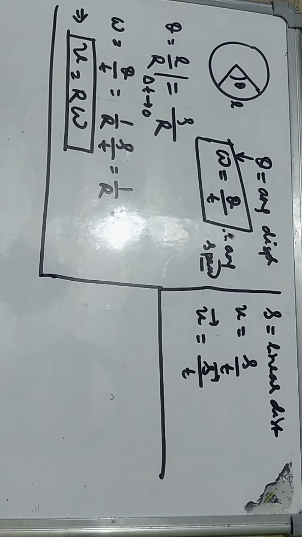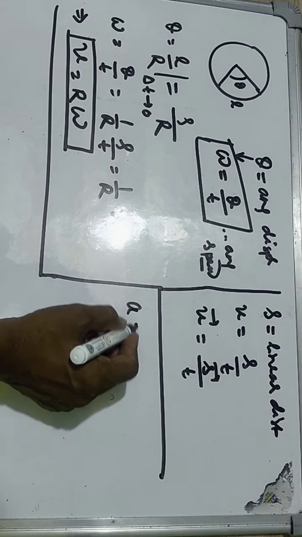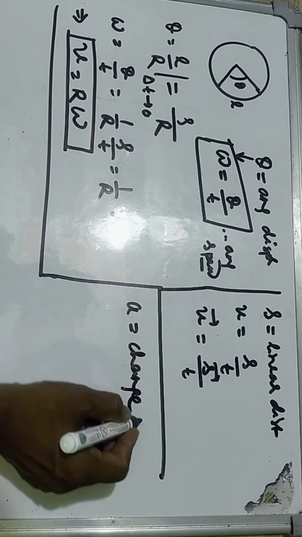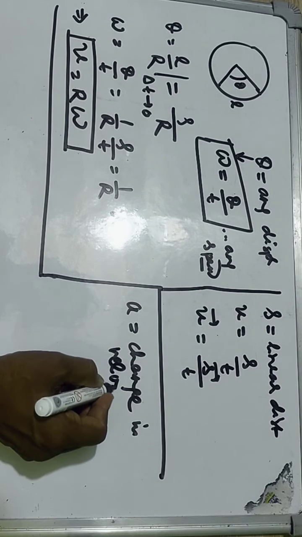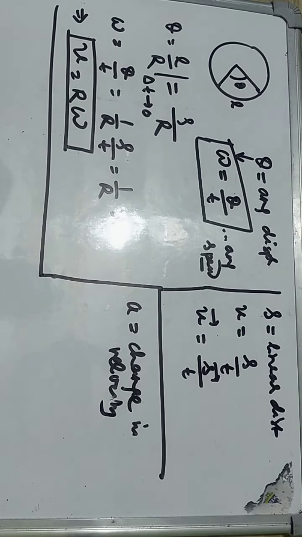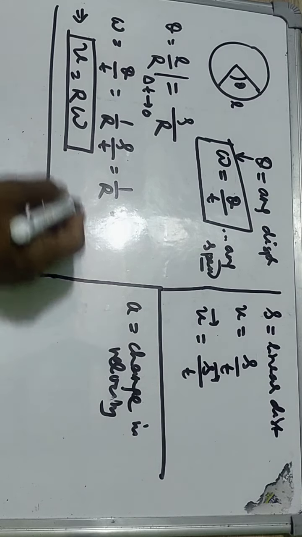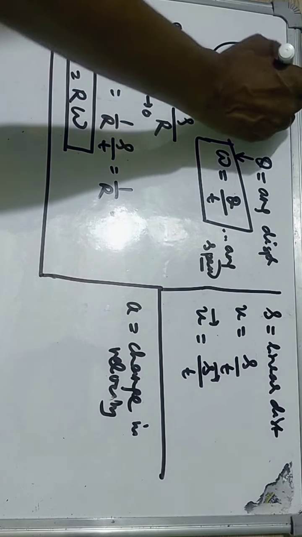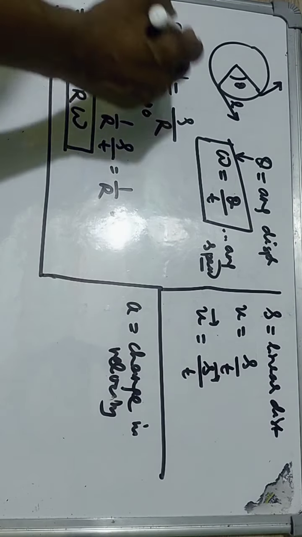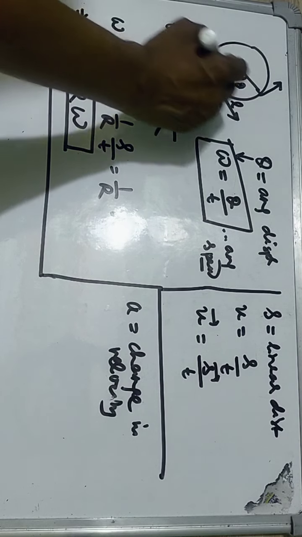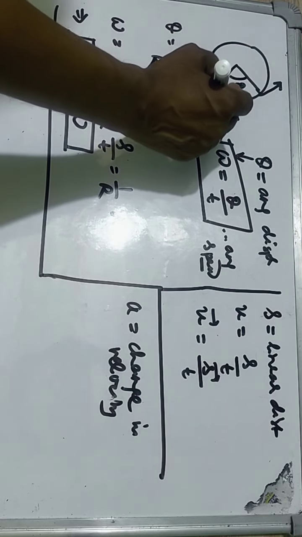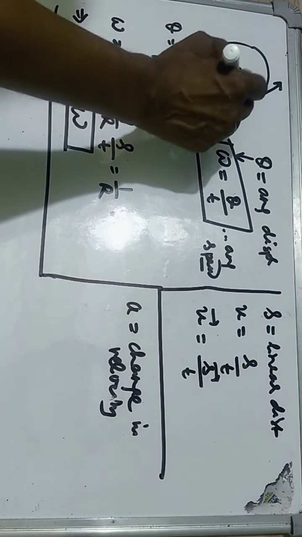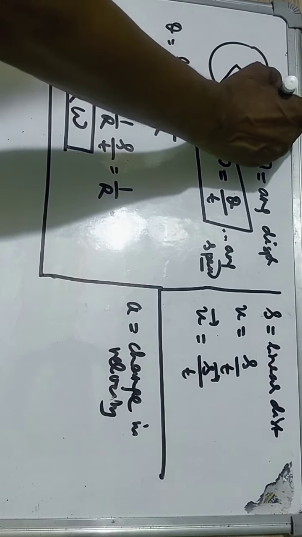Now the acceleration is the change in velocity. We know at each instant the velocity of the object changes, though its magnitude remains the same. As its direction changes, velocity also changes. Like it is v1 at this point and v2 at this point.